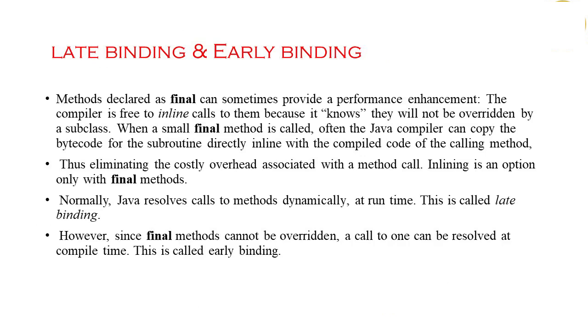Late binding, early binding. Methods declared as final can sometimes provide a performance enhancement. The compiler is free to inline calls to them because it knows they will not be overridden by a subclass. When a small final method is called, often a Java compiler can copy the bytecode for the subroutine directly inline with the compiled code of the calling method, thus eliminating the costly overhead associated with the method call. Inlining is an option only with final methods.